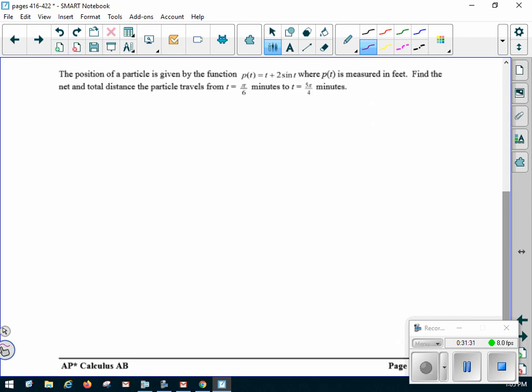The position of a particle is given by that function. Now, you do have to make sure you're in radian mode. Where P of t is measured in feet, find the net and total distance the particle travels from pi over 6 minutes to 5 pi over 4 minutes. I'm just going to let you work on this. If you have trouble with it, let me know. You can work together. I'll put the answers that you should get, and if you have trouble, just holler at me.